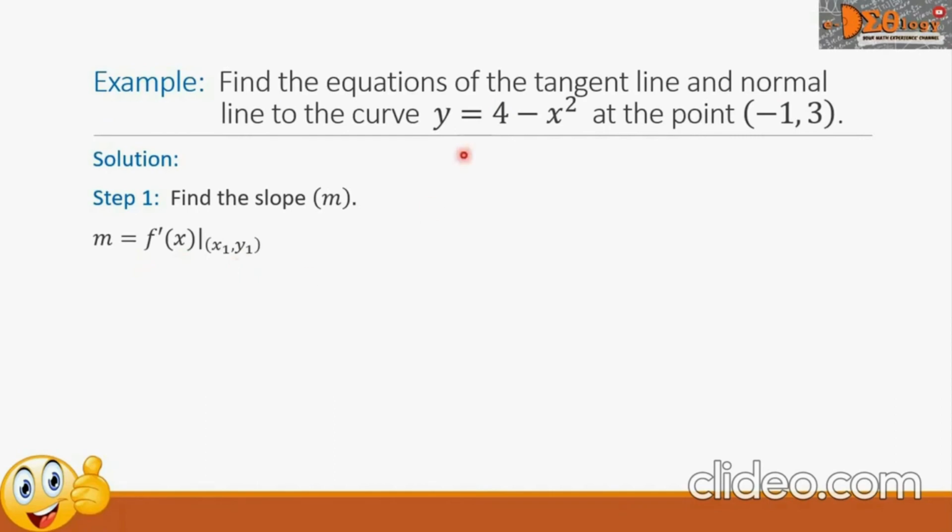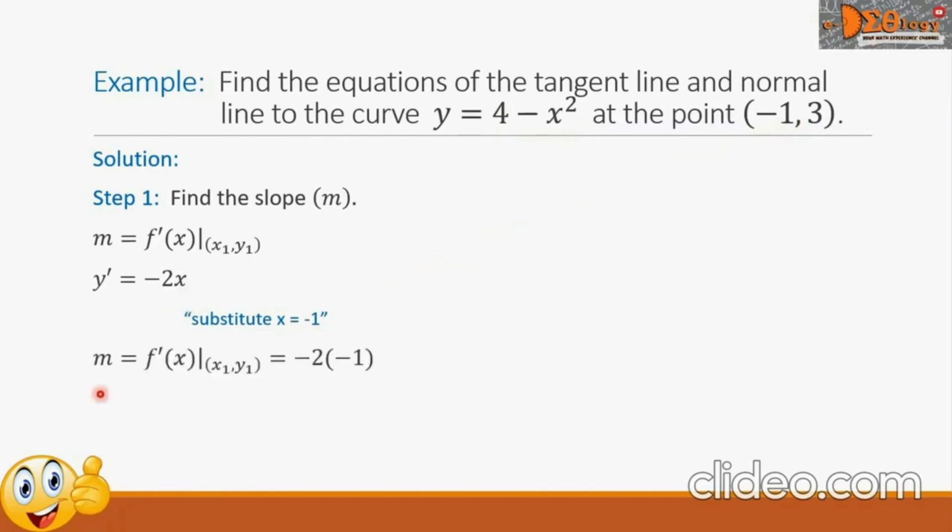So first, we're going to take the derivative of the curve. So we write here y prime is equal to, the derivative of the constant 4 is 0, so we will not write anymore. The derivative of negative x squared is negative 2x. Next, let us substitute the value negative 1 to the x. And this negative 1 is the x coordinate of the given point.